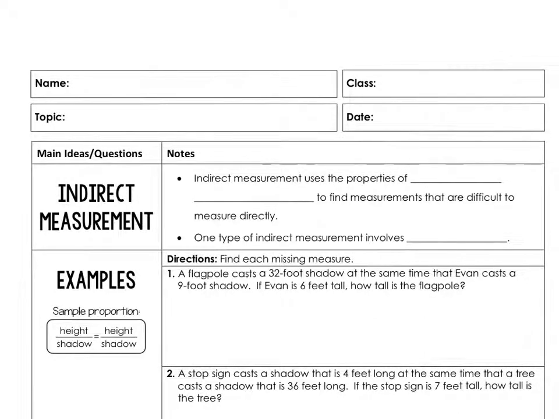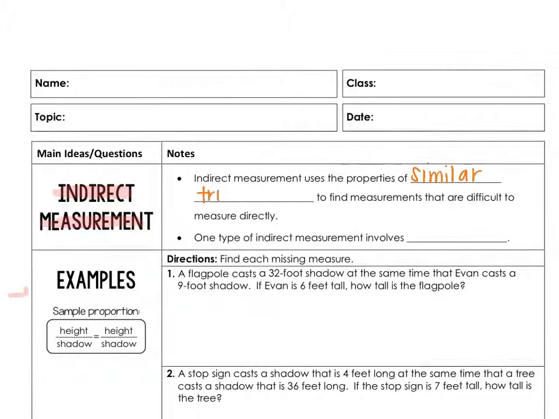Hi everyone, in this video we are going to learn about indirect measurement. Indirect measurement is when you measure something indirectly, meaning not actually putting the ruler on it, because that particular object is too large to measure directly with a ruler or tape measure. So basically, indirect measurement uses the property of similar triangles.